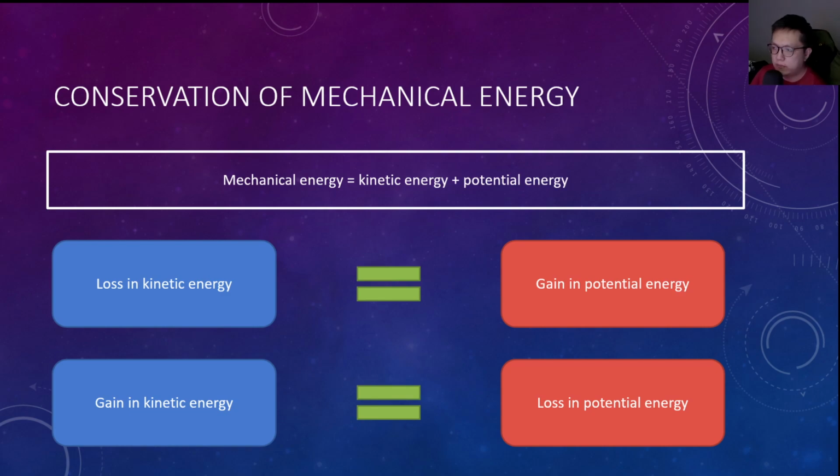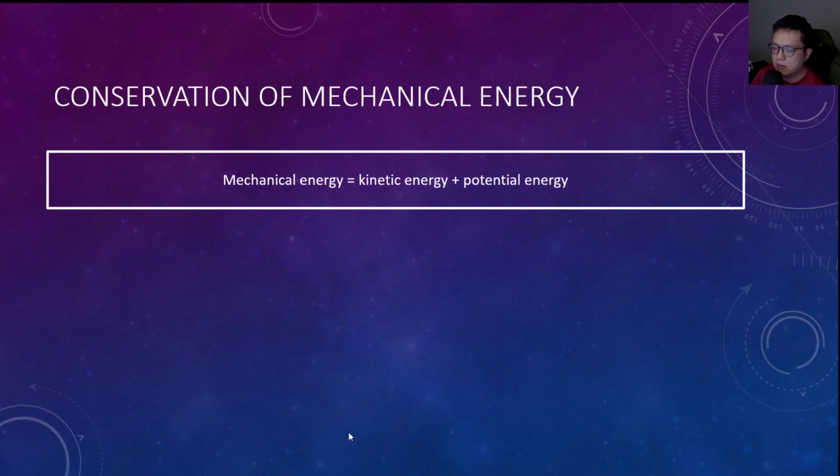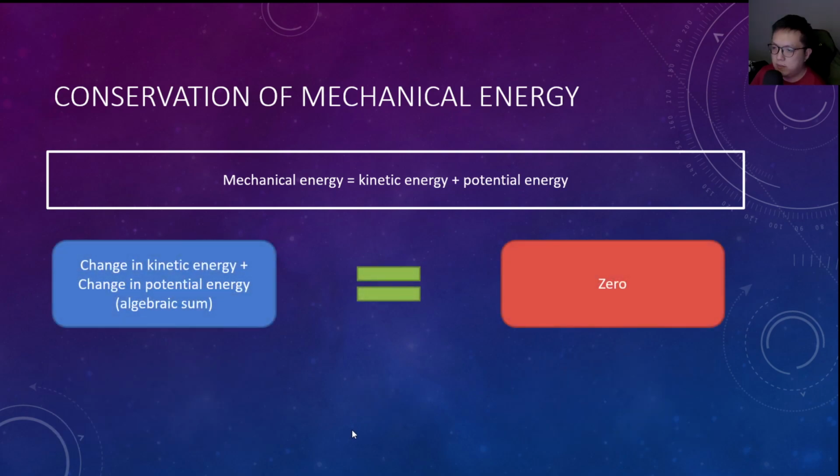Okay, let's go on with this. One more thing we can do: if we add up the change in kinetic energy plus the change in potential energy, this is the algebraic sum, remember, it will be equal to 0. Because the net change of energy in the system is 0. Whatever gains you have for one type of energy will be offset by losses of the other type of energy.